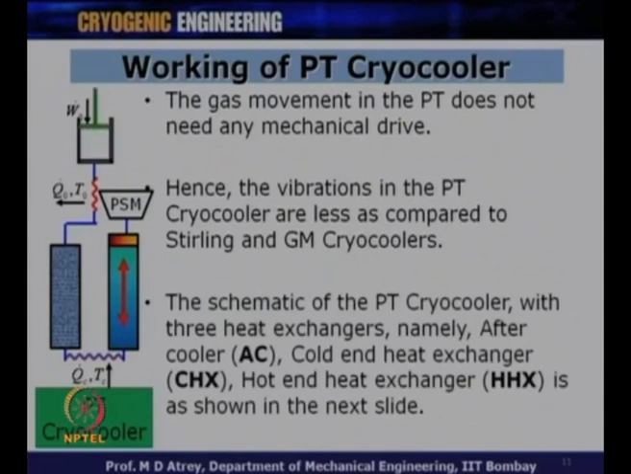The schematic of the pulse tube cryocooler with 3 heat exchangers, namely the after cooler, which is called AC, the cold end heat exchanger, which can be called CHX, and the hot end heat exchanger, HHX, is shown in the next slide. So, now I will be reformatting the entire figure so that we understand the pulse tube action in a better way, where AC, CHX and HHX will be shown on this figure.